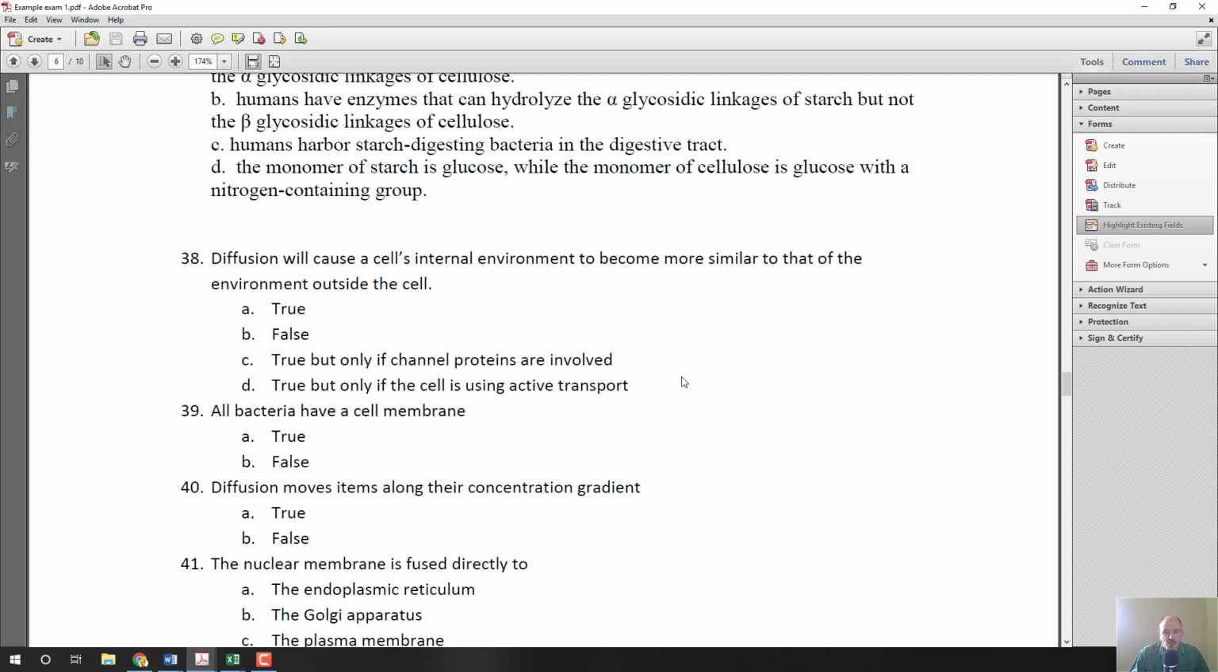Number 38. Diffusion will cause a cell's internal environment to be more what? Well, let's see. Okay. So that one is a true.